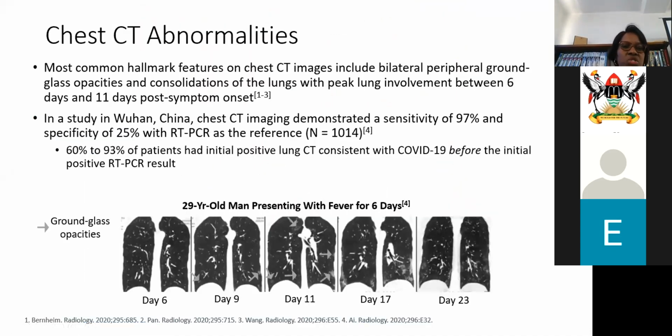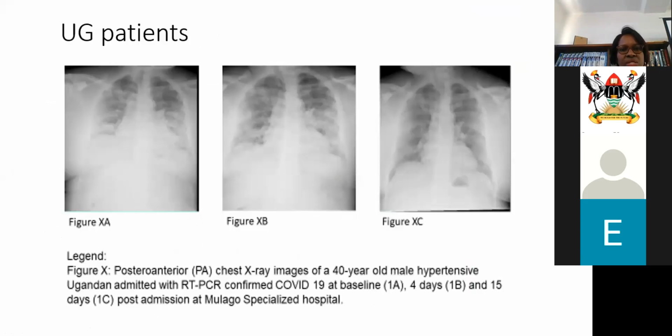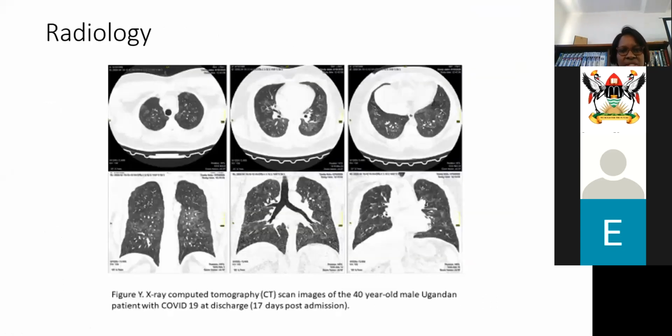So this slide shows you the typical bilateral ground glass opacities on the chest CT scan that are seen in patients with COVID-19. I'll not spend too much time on that. The arrows show you where the ground glass opacities are. And this is an X-ray of another patient, still showing you the infiltrates bilaterally. And that is the same picture over there.